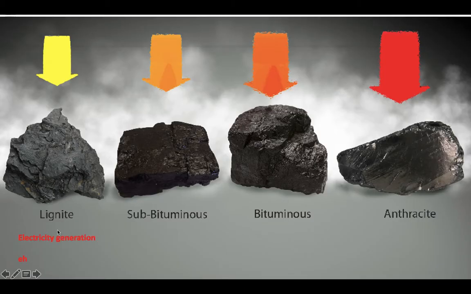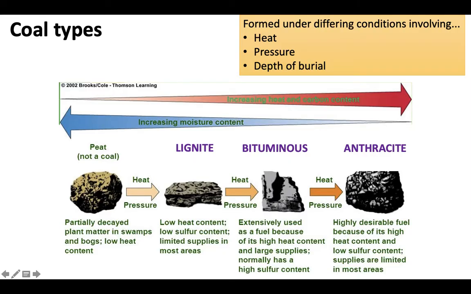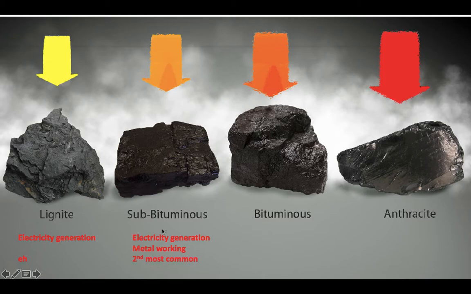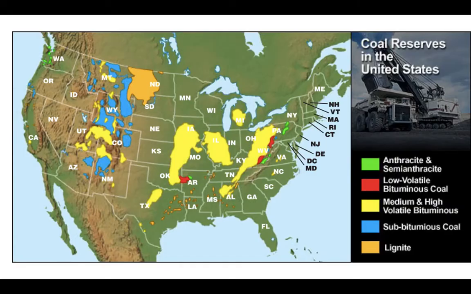Like I said, lignite is often used for electricity generation. It's not great. It's not very pure. Subbituminous, some people distinguish between bituminous and subbituminous. You don't really have to, but it's used for electricity generation and metalworking. It's the second most common type of coal. Bituminous coal is used for electricity generation. It's the most common type of coal. And anthracite is extremely rare. It is very pure and produces the fewest pollutants, so it's used for domestic heating, burning inside, because it produces the least amount of air pollutants.